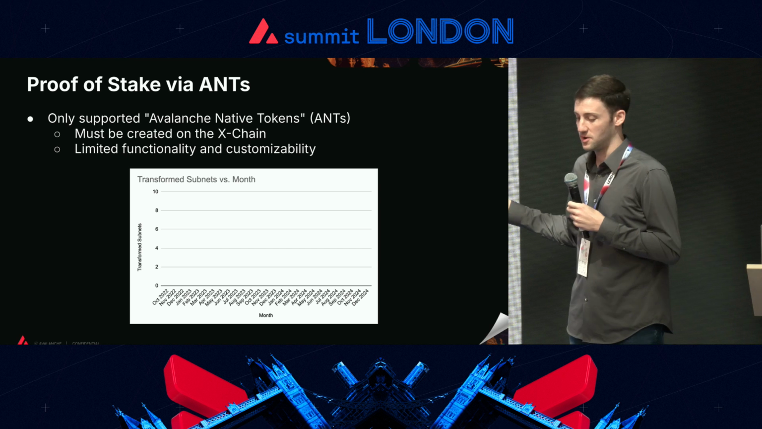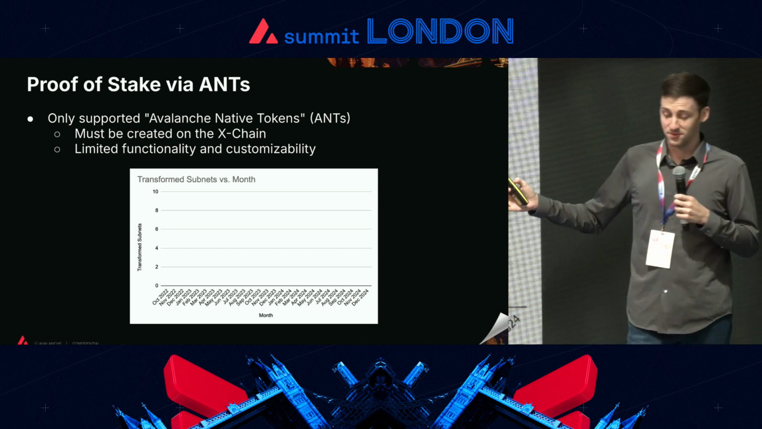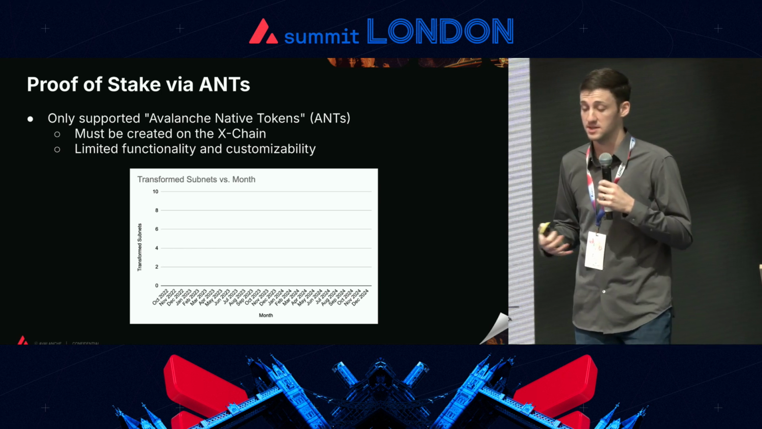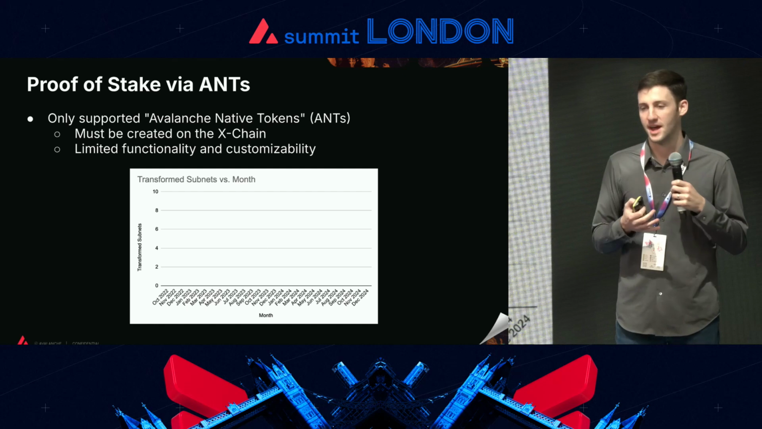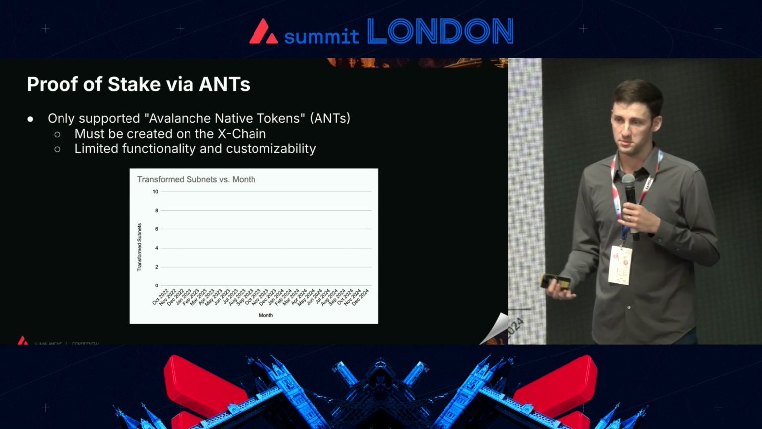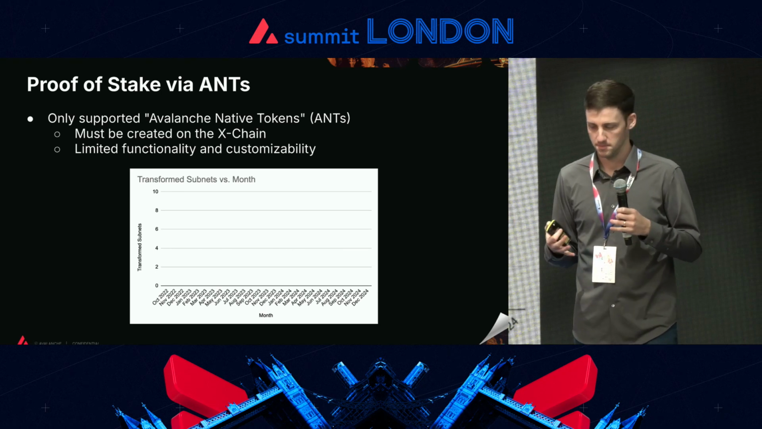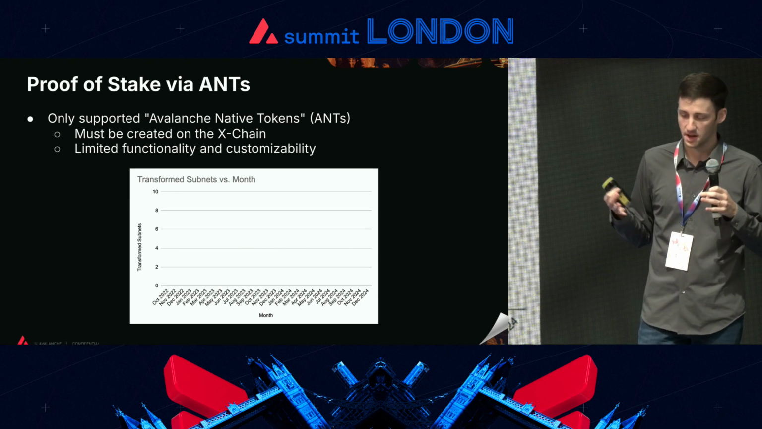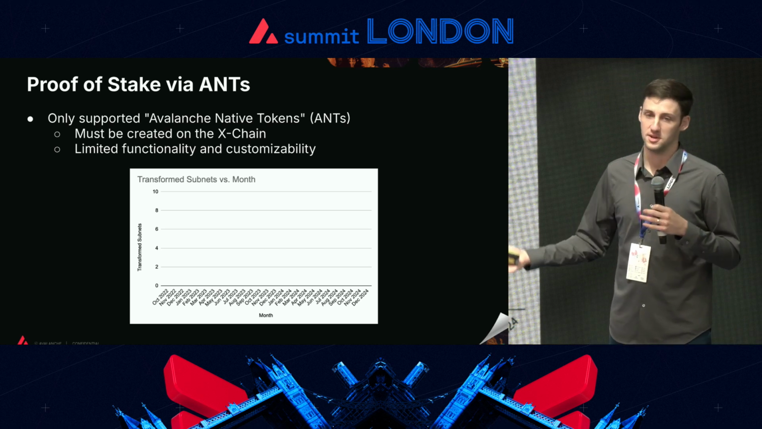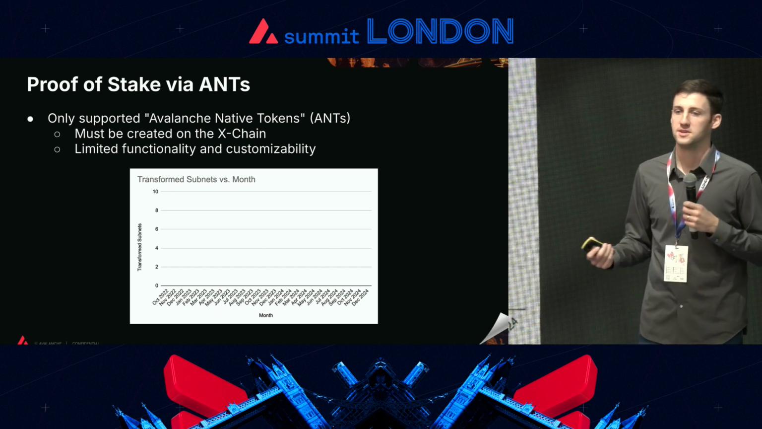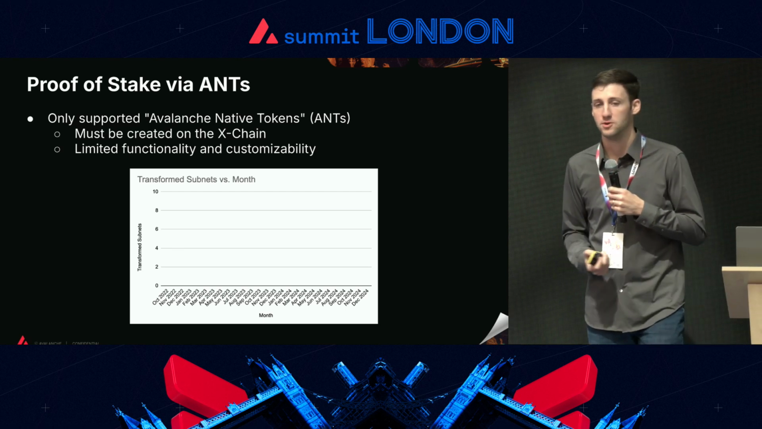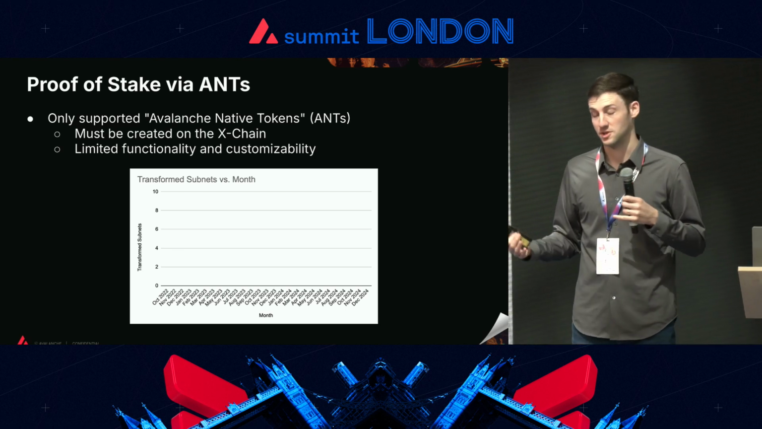So the Avalanche native tokens, just a little bit more on them. The reason why they were so specific and lacked functionality and customizability was that they were created on the X chain and then needed to be moved to the P chain, neither of which are programmable. They are all UTXO-based virtual machines that do not support executing arbitrary contract code. So if you wanted to define your own logic as far as different token types or different rules about who can become a validator, who can't, you unfortunately weren't able to do so.